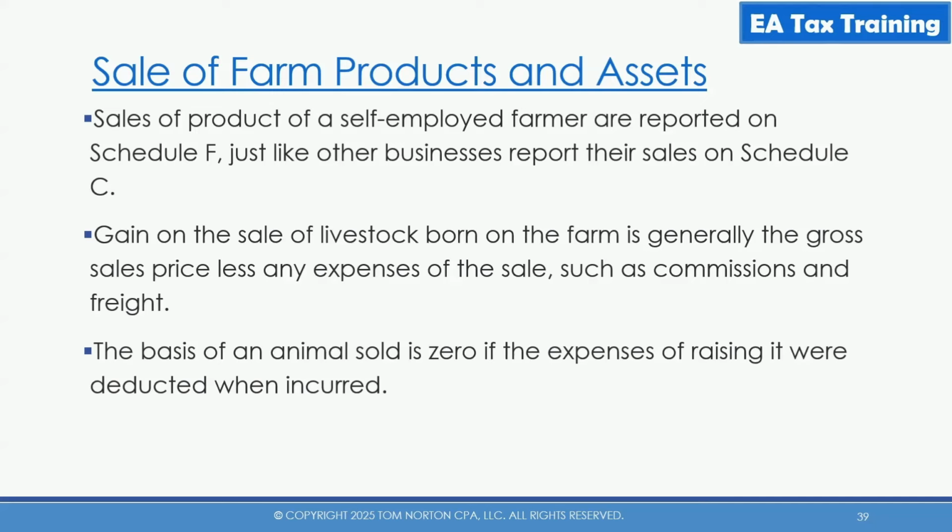So when you sell it, you take your selling price minus your basis, which is zero, minus your expenses of the sale, such as commissions and freight. That's how you determine your gain on your sales of inventory. Now, if you bought an animal and then you resell it, then you would have a basis in that animal, the amount that you paid for it. So in that case, of course, you would deduct the basis from the sales price.